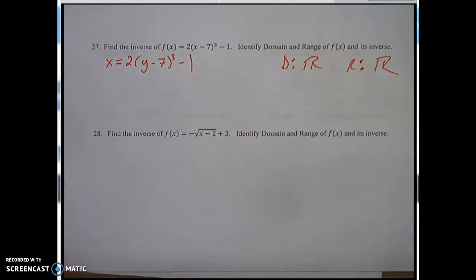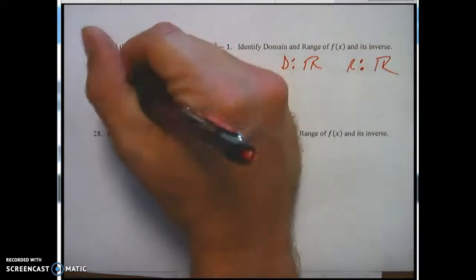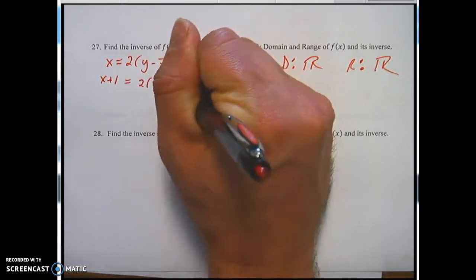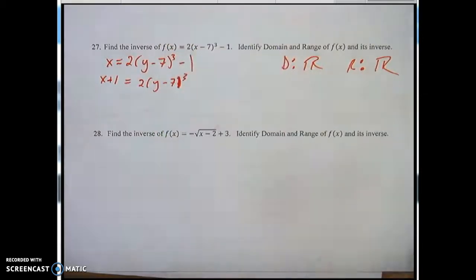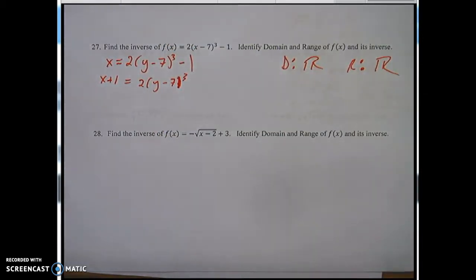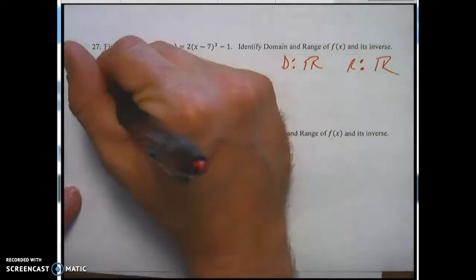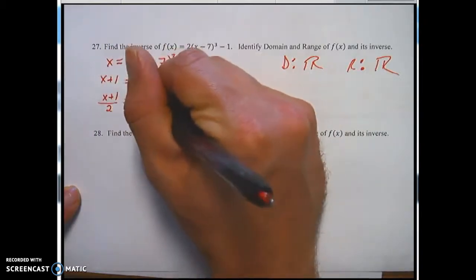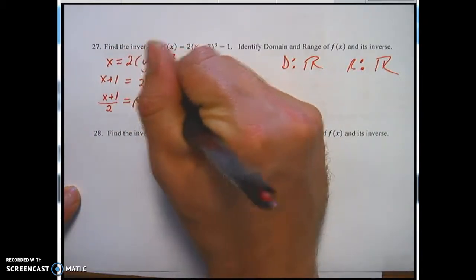So I'm going to start by adding 1 to both sides to get x plus 1 equals 2 times (y minus 7) cubed. Now some people feel inclined to go ahead and take the cube root here. You don't want to do that. You want to get rid of the coefficient first by dividing by 2. Make that (x plus 1) over 2 equals (y minus 7) cubed.